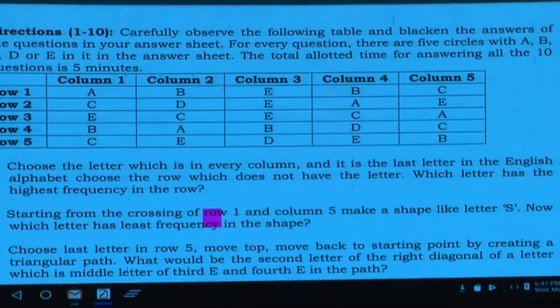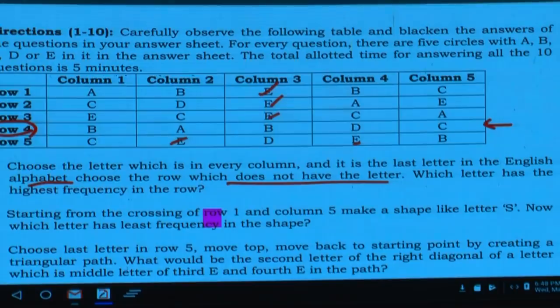Now your letter is E, which is the last letter in the English alphabet. Choose the row which does not have that letter. Now we should find out the row in which E is not present. Now among the rows, in row 1 E is present, row 2 E is present, row 3 E is present. In row 5 also E is present, but in row 4 E is not present. Now we are discussing this row 4.